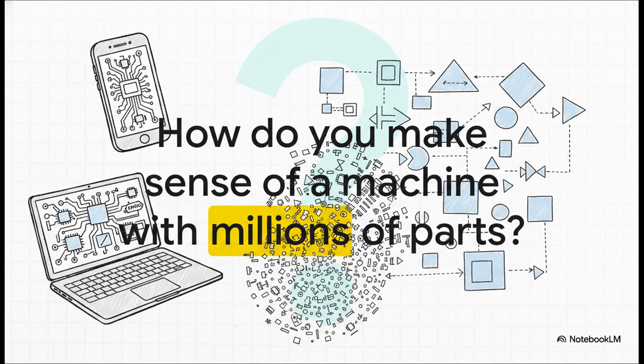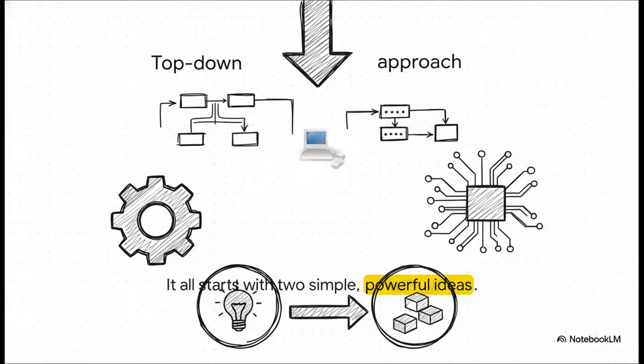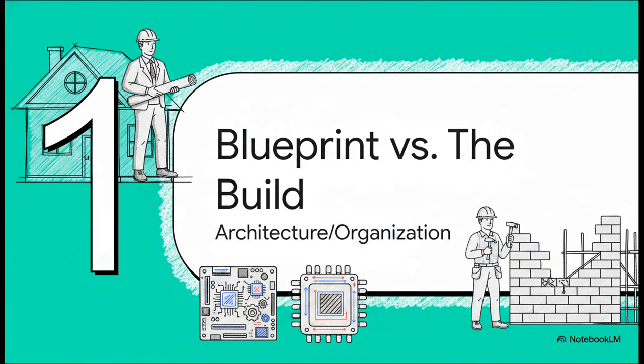And I mean, that's the real question, isn't it? Your phone, your laptop, these things have millions, sometimes billions of tiny little electronic parts all working together. How could anyone possibly design or even just understand something that complex without their head exploding? Well, here's the secret. They don't try to understand it all at once. Engineers have this really clever top-down approach they use to tame all that complexity. And it all boils down to two fundamental ideas that let them build these incredible machines one logical layer at a time.